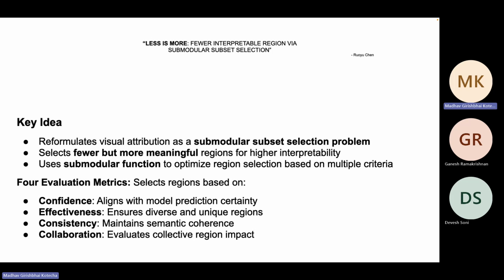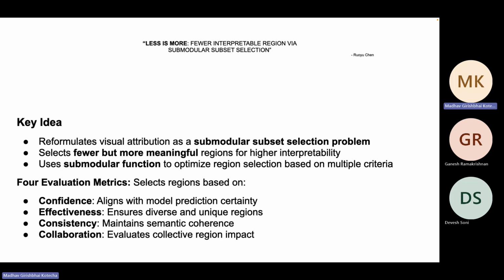Effectiveness is that we have to ensure that all the patches which are included in that attribution algorithm are very distinct from each other, and there is no common information or semantic similarity which leads to redundancy. Consistency maintains a semantic coherence between the predicted variable and the target feature. So if the predicted region patch which is important is either linked to the target variable or is very far away from that target variable, this is ensured by consistency.